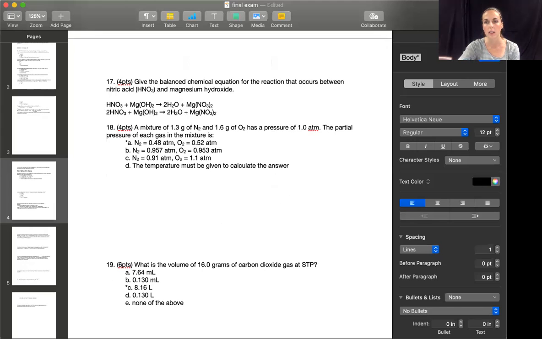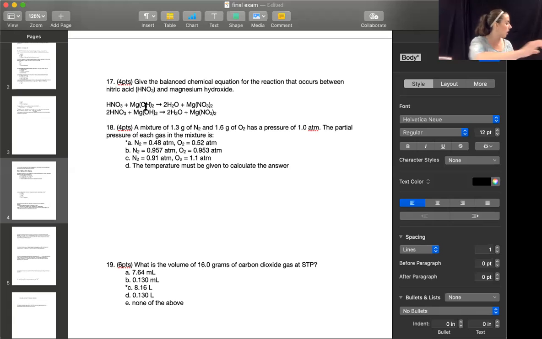All right. So what we're going to do is put our acid first. We're going to add that to our base. You do need to know magnesium and hydroxide's formula there. So magnesium is just Mg. Hydroxide we know is OH.